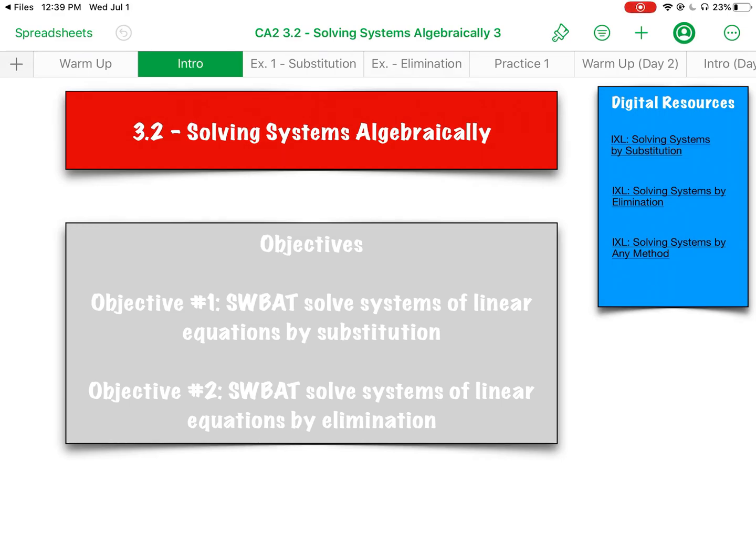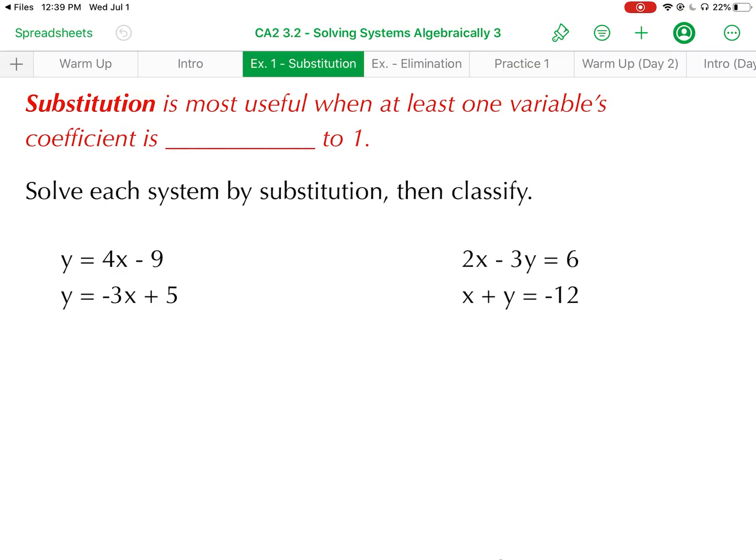In section 3.2, we are now going to be reviewing how you can solve linear systems algebraically, both with the methods of substitution and elimination, okay? These two methods you should have seen in previous courses, so I'm going to go through them pretty quickly, okay? Let's start with substitution, all right?